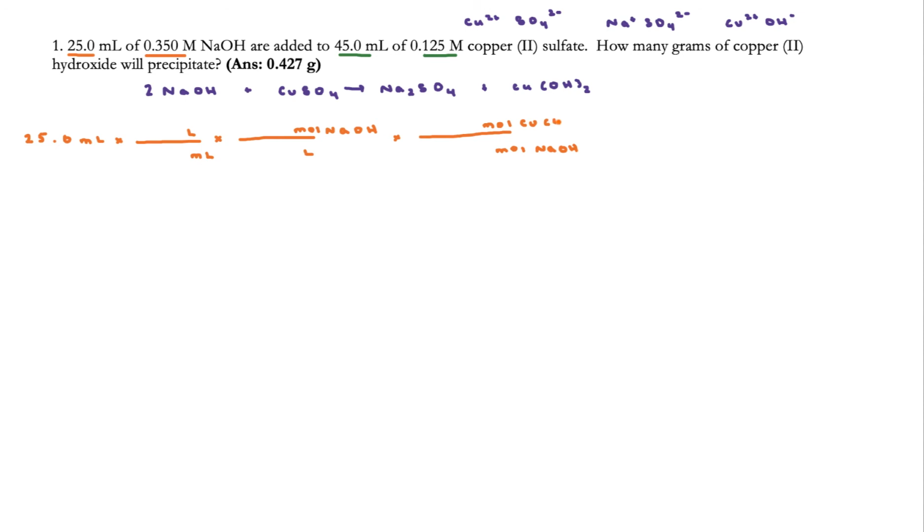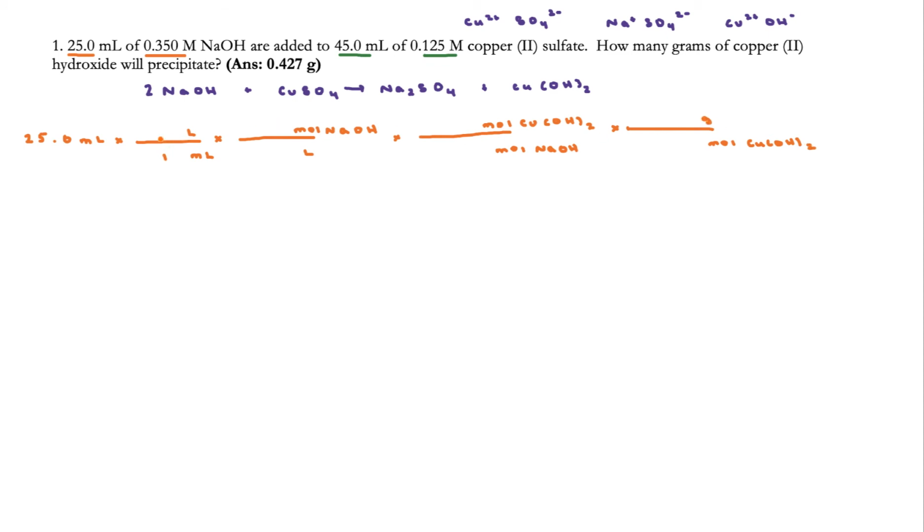So moles of copper hydroxide up top. That's wonderful. That was a beautiful stoichiometry. However, I am not in grams yet, which is what I want to be in. So I'm going to get out of moles of copper hydroxide by putting it on the bottom. And I'm going to get into grams of copper hydroxide by putting it up top. All right. And I'm done. So let me plug in all my values.